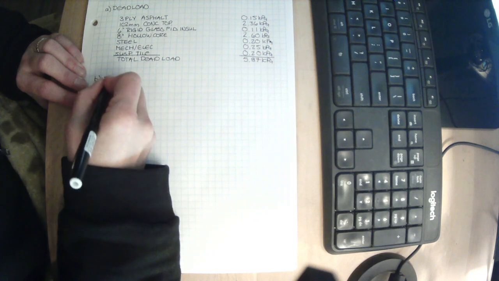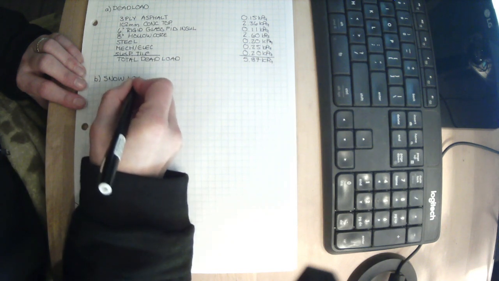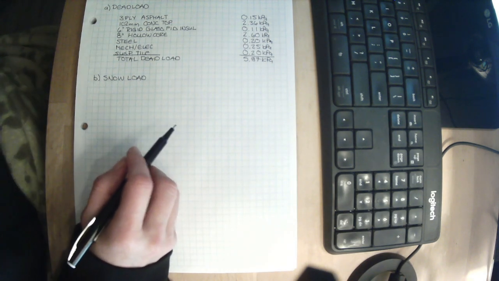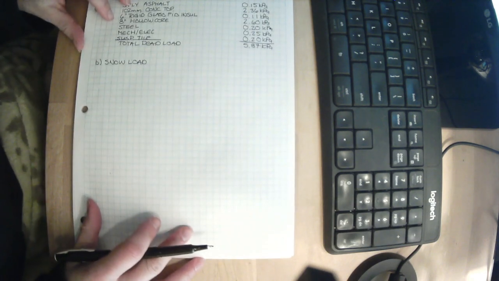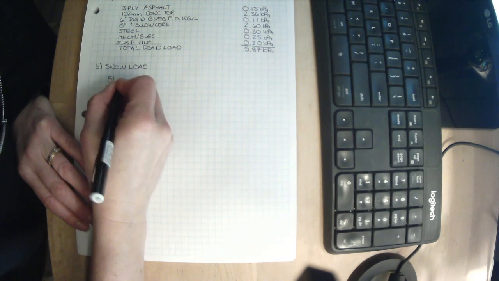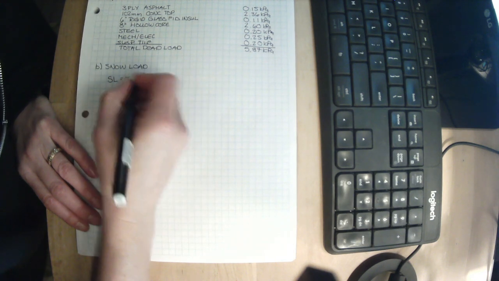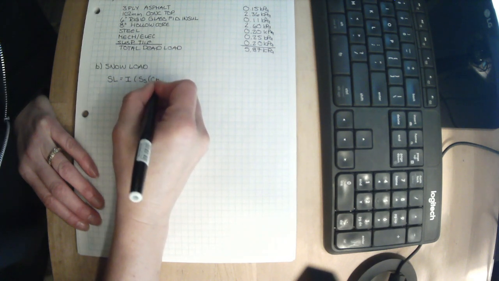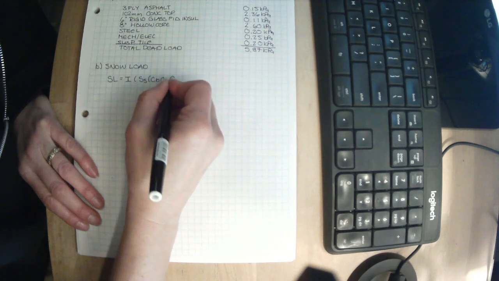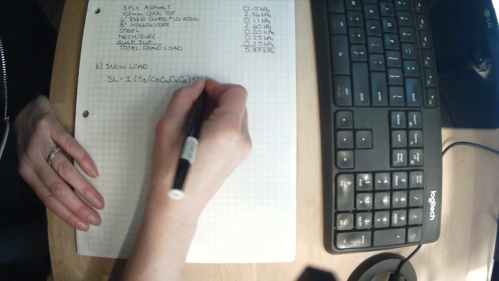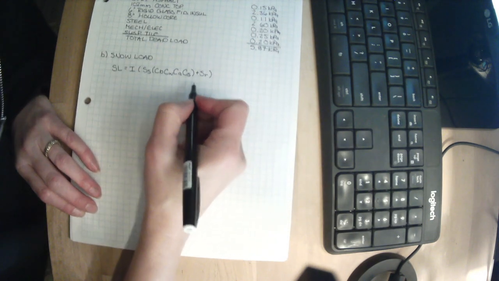Question B was our snow load. Now, if you remember, they gave us a few things embedded in the question. Let's just start by writing out what the snow load equation is. If you guys remember, our snow load equaled our importance factor times SS times CB times CW times CA times CS plus SR. So we need to figure out what all of these things are.